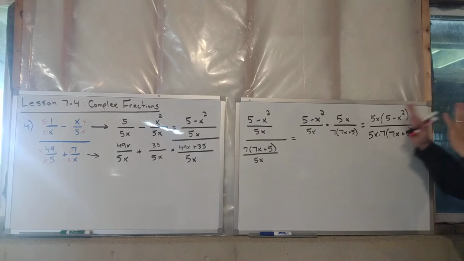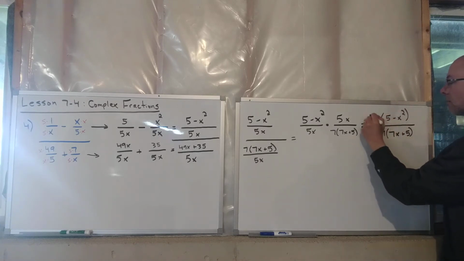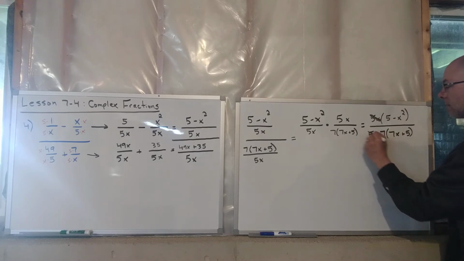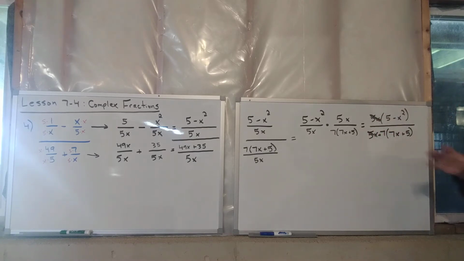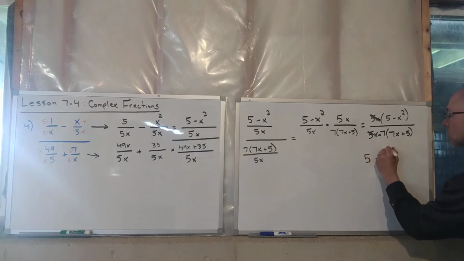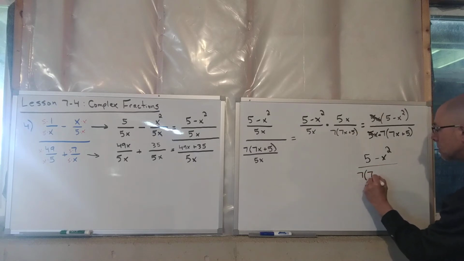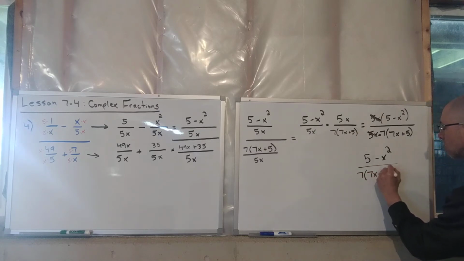So right there I get to reduce because this is times, so that 5x is out. And there's nothing else. Like this 7's free to reduce with something, but there's no more multiplication left up here, so this is it. 5 minus x squared over 7 times 7x plus 5.